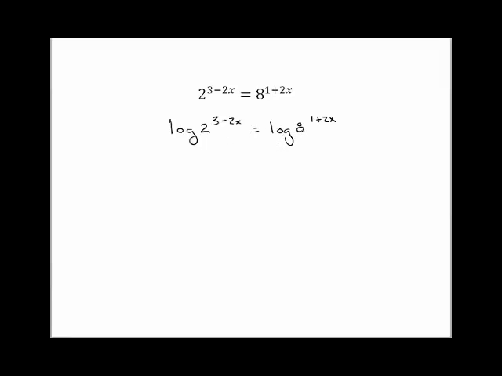Now, log of 8 can be rewritten as what? That can be rewritten as log of 2 to the 3rd. We don't want to lose our 1 plus 2x, so we'll just carry it for now. Okay, don't worry about the exponent on the exponent. We'll just carry it for now. Okay, so what we have is log of 2 to the 3 minus 2x.